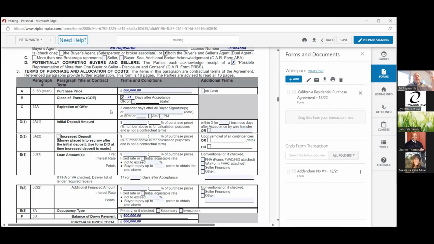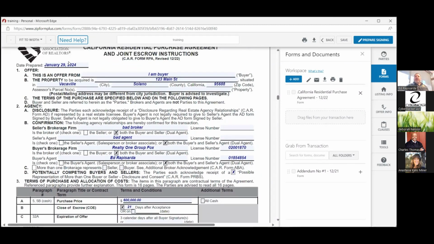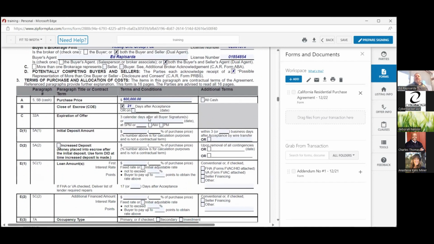Expiration of offer. Without doing anything, 3 calendar days after all buyer signatures. So if I look up here, I have January 29. We write the offer, we send it to the buyer today, but the buyer signs it tomorrow. This says it expires 3 days after all buyer signatures. So tomorrow would be day 0, Wednesday would be day 1. Wednesday, Thursday, Friday, so Saturday morning. So even with the buyers, that day is 0, and it doesn't start until the following day. Buyers sign the offer, that's day 0, and you submit it that day, so that's still 0 for the offer. Okay, got it. Thank you.